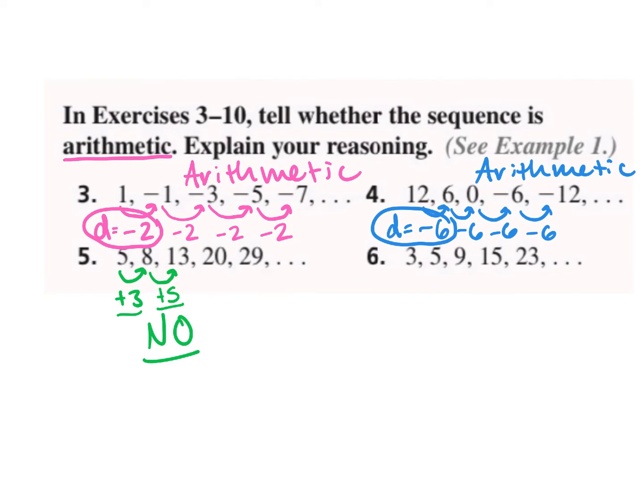All right, for number 6, what do I add to get from 3 to 5? Add 2. And if I add 2 again, do I get 9? Nope, I would have to add 4, so they're not the same. So is this arithmetic? Nope, not arithmetic.